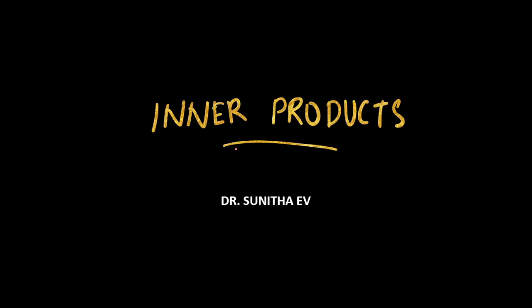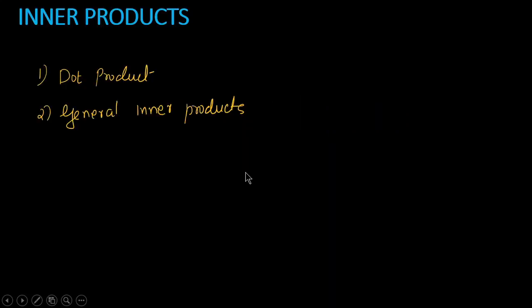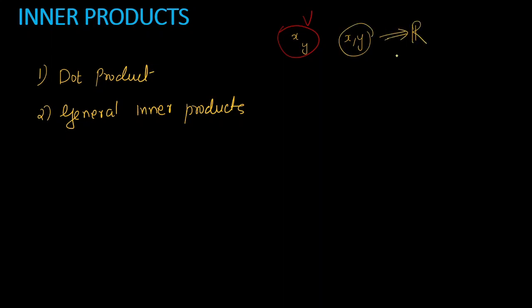Hey all. Today let us see what is meant by inner product of vectors. When we say something about inner product, please keep it in mind that if we have two vectors inside a vector space V, suppose we have x and y over here, and if I want to represent this combination of x and y in terms of a real number, in that case we go for inner product.